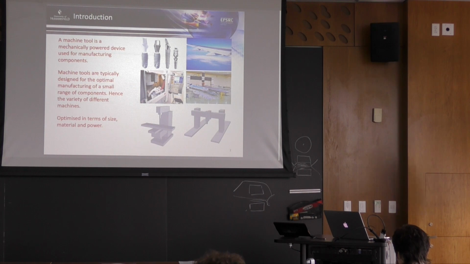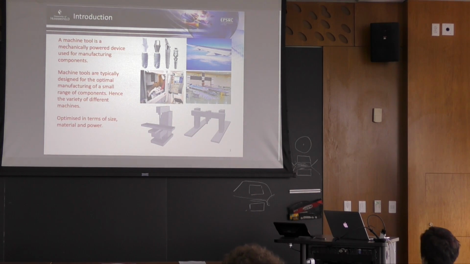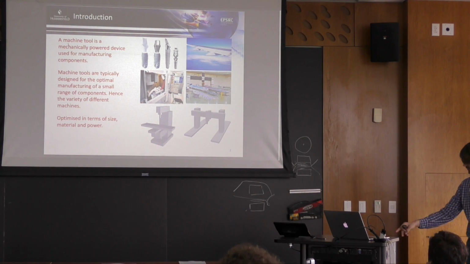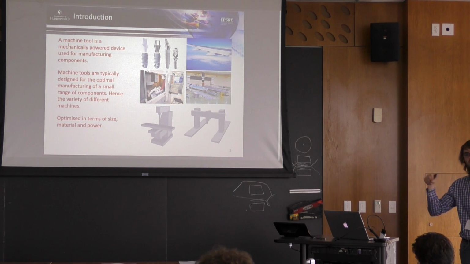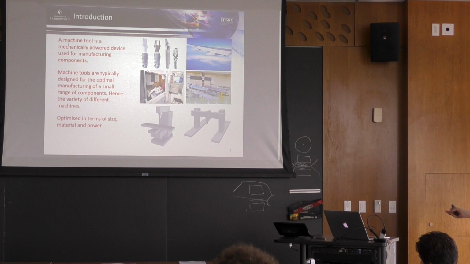Just for those who don't know what a machine tool is, a machine tool is a manufacturing device, really, a subtractive manufacturing device. So companies like Apple, their aluminium bodies often start as a solid piece of metal and then they're subtractively machined out.